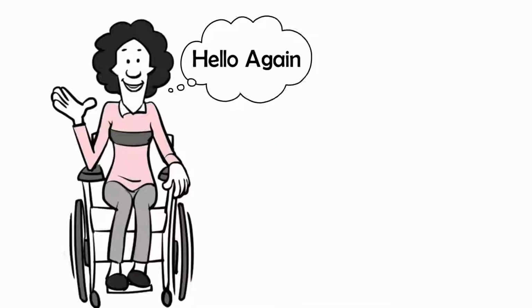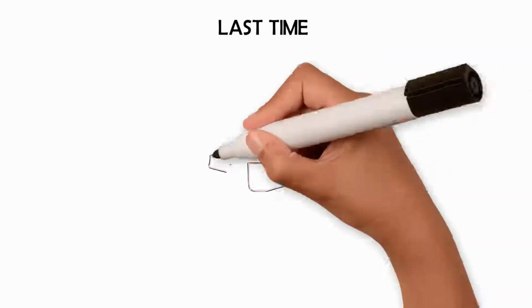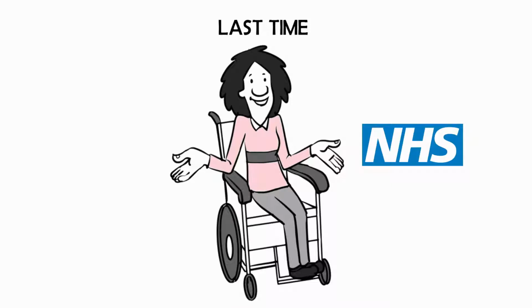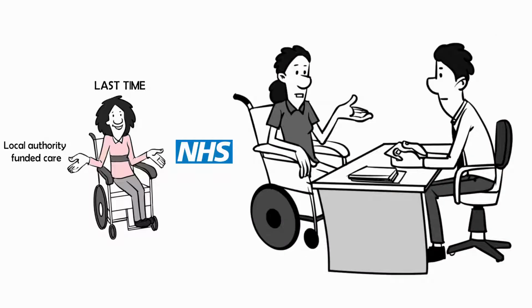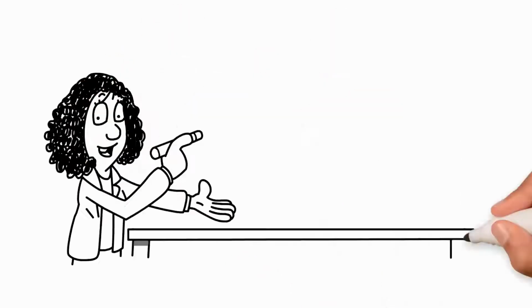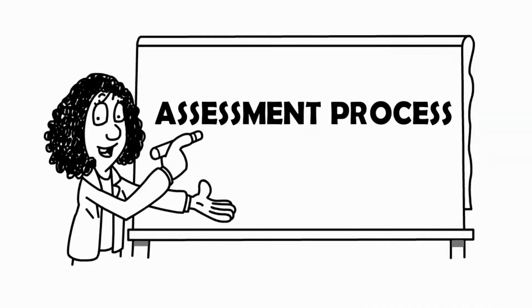Hello again. Last time we looked at the difference between NHS continuing healthcare and local authority funded care, and we discussed how the way you describe your care needs influences whether they are considered health or social in nature. Now we will look at the assessment process that you will go through to decide whether you qualify for NHS continuing healthcare. The assessment process has two stages.